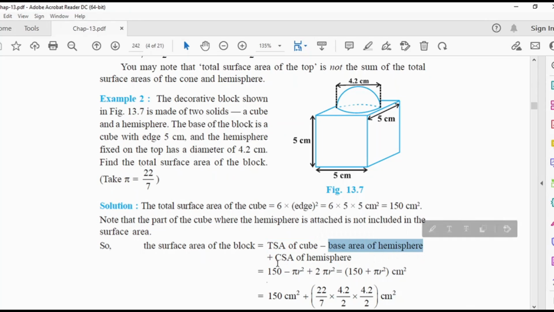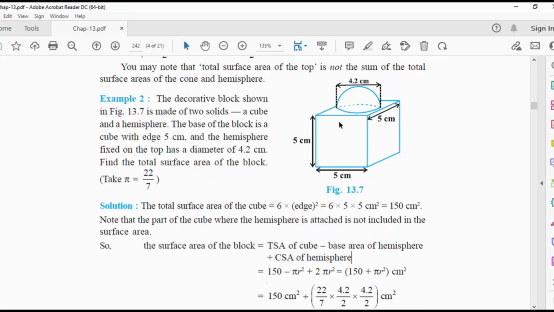Then what you have to add? The curved surface area of the hemisphere, right? Total surface area of the cube minus base area of the hemisphere. Then you add the curved surface area of the hemisphere. You look, the surface area means those whole portions we can touch by our hand.